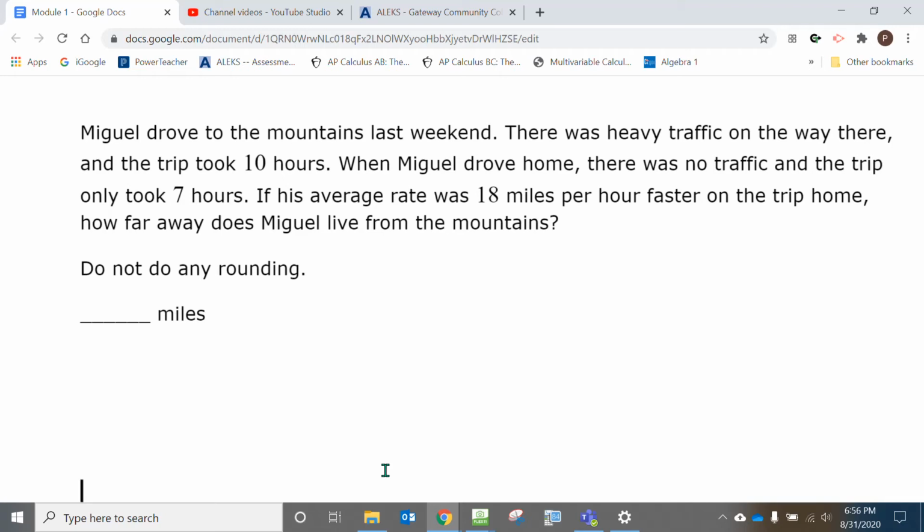So we have rate, time, and distance again, but now we have the trip there and back. So we'll just say there and home, because that's what they used in the word problem. So on the way there, the time was 10 hours. On the way back, it was 7 hours. On the trip home, the rate was 18 miles per hour faster than going to the mountains. So I'm going to say there the rate is x, and home is x plus 18.